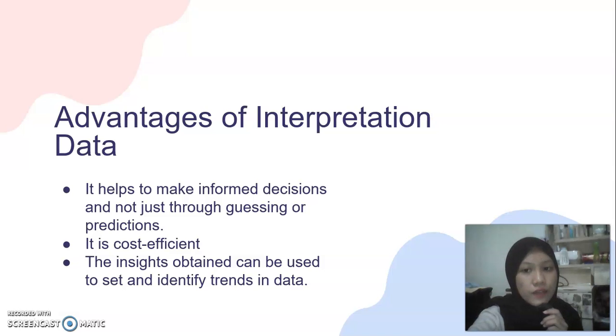And these are the advantages of data interpretation. First, it helps to make informed decisions and not just guessing or prediction. Second, it is cost efficient. And the last is the insight obtained can be used to set and identify trends in data.